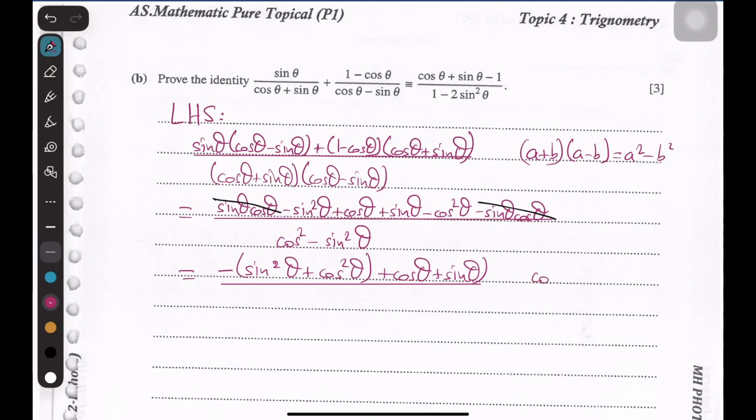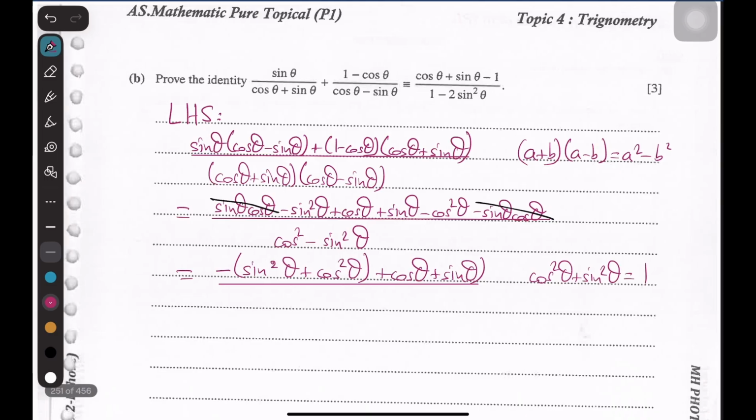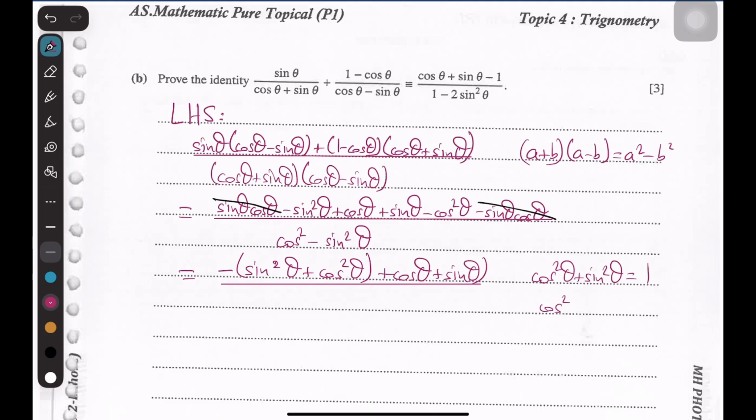So we have the identity cos square theta plus sine square theta equals 1, which we'll also use. But we can shift this around and make this cos square theta equals 1 minus sine square theta. So to remove the cos square theta from here, we'll use this new identity that we just made. So we'll replace cos square theta with 1 minus sine square theta.